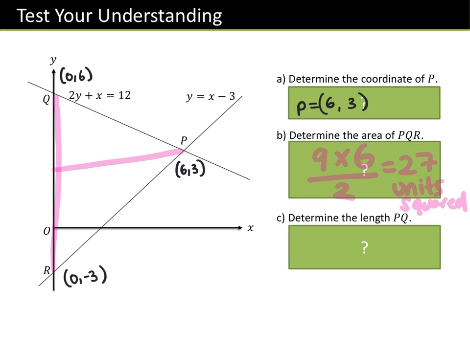Then determine the length of PQ. Well, here's P, here's Q. My difference is 6 squared plus 3 squared, square rooted. 36 plus 9. Root 45, which is 3 root 5.